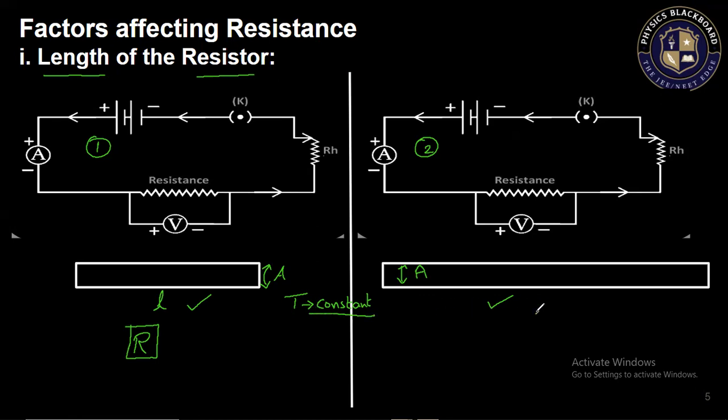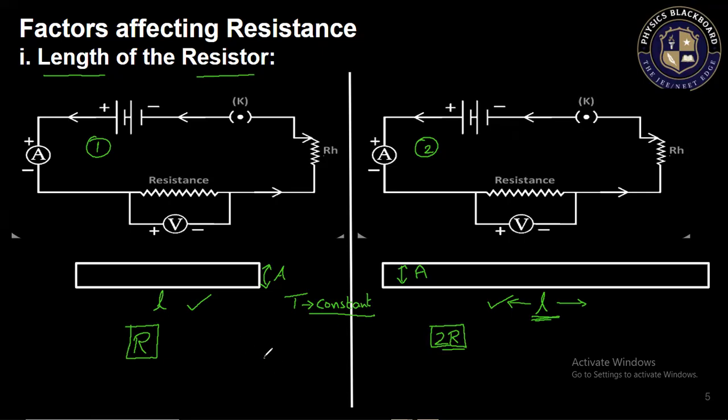But here you can see that there is a change in length of the conductor. The only factor that differs between the first case and the second case is length. Let's say here the length of the conductor is twice the length of the first case. In such a case, if you observe, the resistance will also be double the resistance of the first case. So if the length of the wire or resistor is doubled, the resistance also gets doubled.